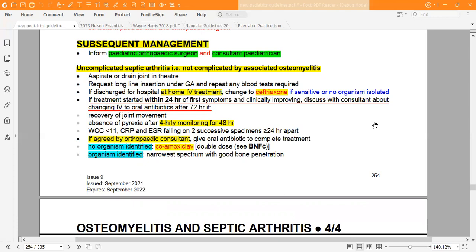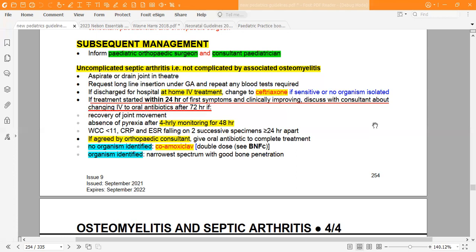And if treatment started within 24 hours of first symptoms and clinically improving, discuss with a consultant about changing IV to oral antibiotic after 72 hours if recovery of the joint, movement improved, no fever anymore, after 4-hourly monitoring for 48 hours, WBC count less than 11, CRP and ESR are falling on 2 successive specimens 24 hours apart. If agreed by orthopedic consultant, give oral antibiotic to complete treatment.